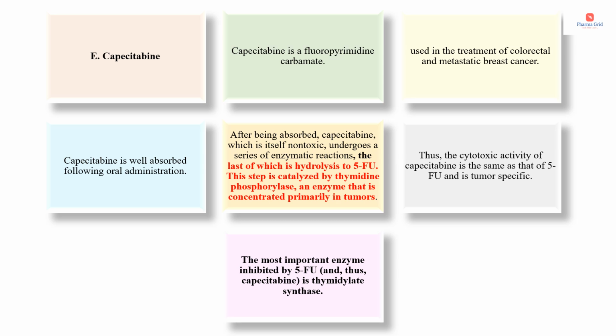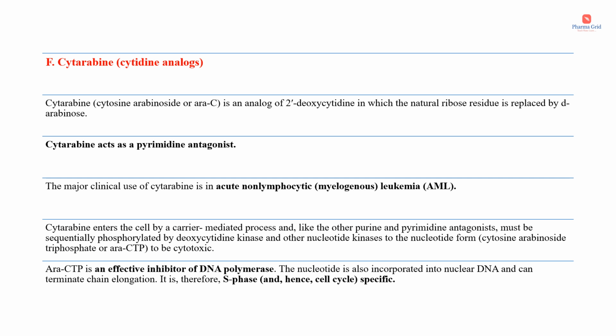Okay. So under antimetabolites, the last category is cytidine analogs. Under cytidine analogs, the first drug is cytarabine, also known as cytosine arabinoside. It is an analog of 2-deoxycytidine in which the natural ribose residue is replaced by D-arabinose. Cytarabine acts as a pyrimidine antagonist. The major clinical use of cytarabine is in acute non-lymphocytic leukemia.